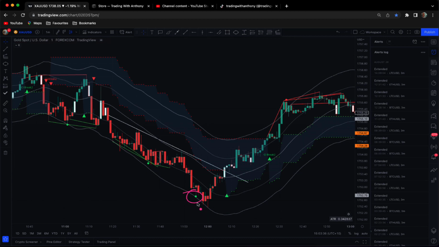There's a signal. Lower low. Then what? Higher low. Break of structure. That's your buy. Do we get it here? Lower low, lower low, lower low. No, we don't.